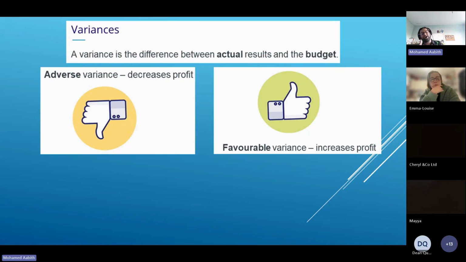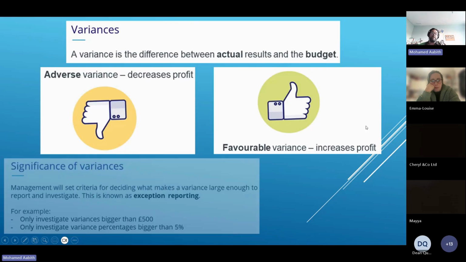But what if you earned more? If you have 11,000 actual revenue instead of 10,000 budgeted, that means it's going to be a favorable variance. Can you see here? An adverse variance decreases the profit. A favorable variance increases the profit. So that is the underlying fact behind it.